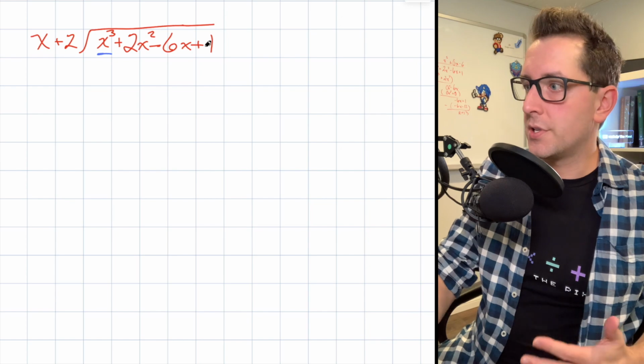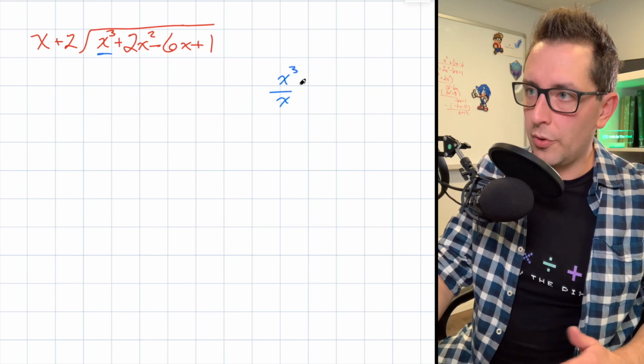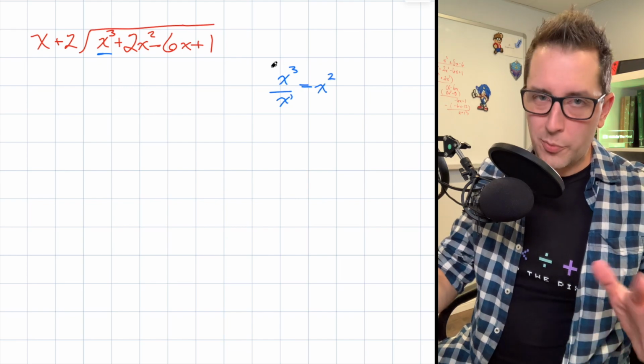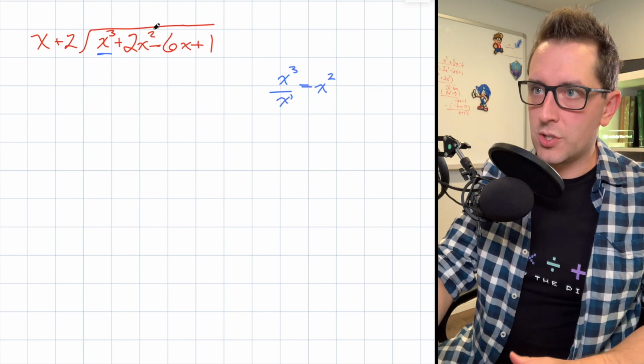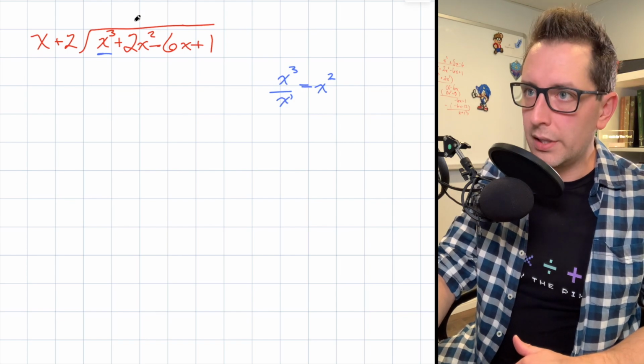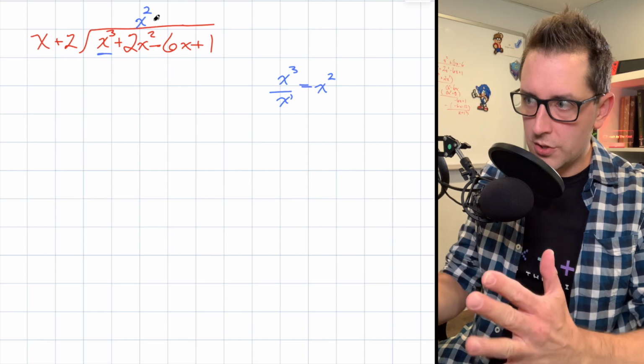We're going to take that first term of our dividend, x cubed, and we're going to divide by x, right? No surprises there. That's going to be x squared. By this point, I think you're probably a little bit comfortable with this division of powers thing. We're going to take that x squared and we're going to place it directly above the x squared in our dividend. Okay, so that's the first term in our quotient.